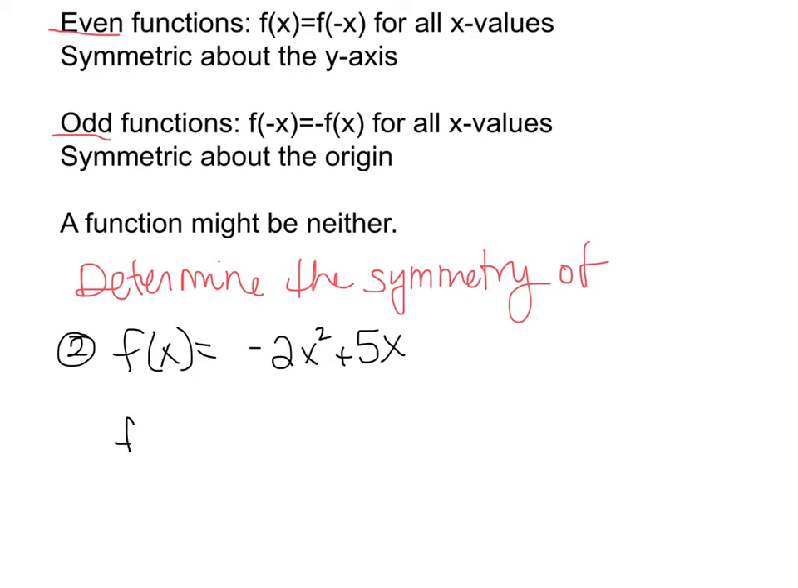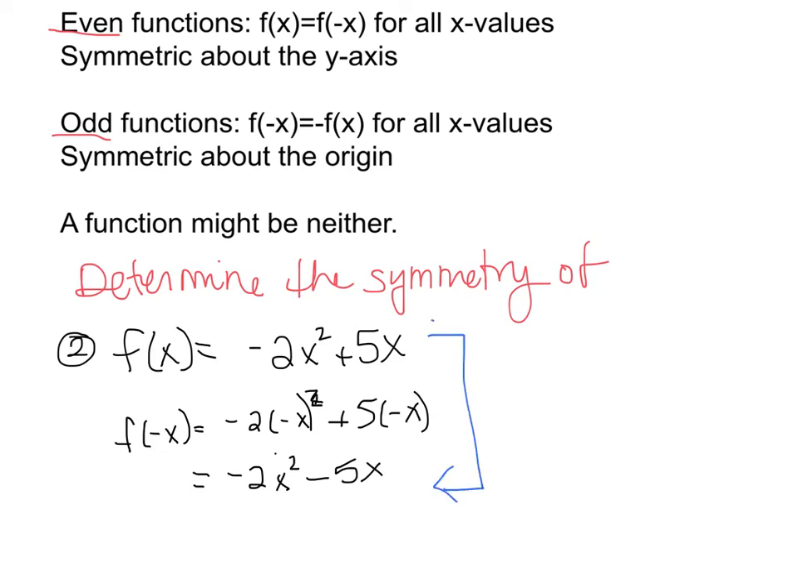In order to do this, we need to evaluate the function at negative x: negative 2 times negative x quantity squared plus 5 times negative x. When we simplify this, we square the negative x first, so that's just positive x squared, and we multiply that by negative 2, and then we subtract off 5x. Just like before, we want to compare f of x, which I'm putting in a blue box, to f of negative x. Do they look exactly the same?